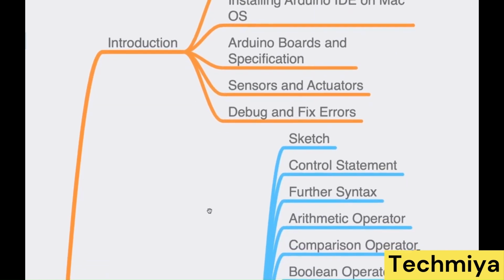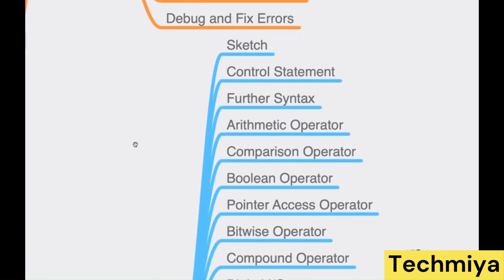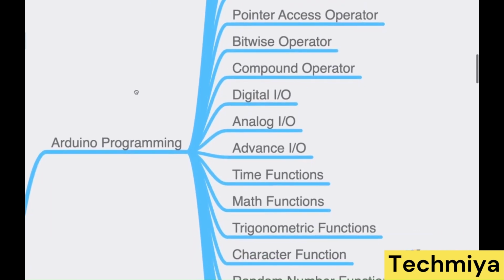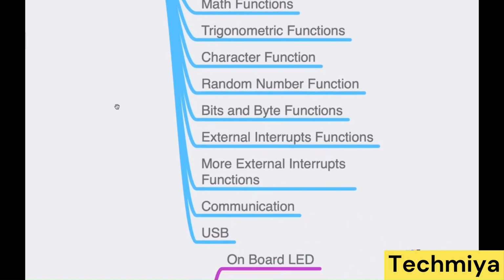In Arduino programming, you will learn what sketches are, that is the structure, the control statements, further syntax, arithmetic operator, then you have comparison operator, boolean operator, pointer access, bitwise operator, compound operator, digital IO, analog IO functions, advanced input output functions, time related functions, math function, trigonometric function, character function, random number function, bits and bytes function, external interrupts, more external interrupts, communication and USB. So these are the programming related videos you will be learning.